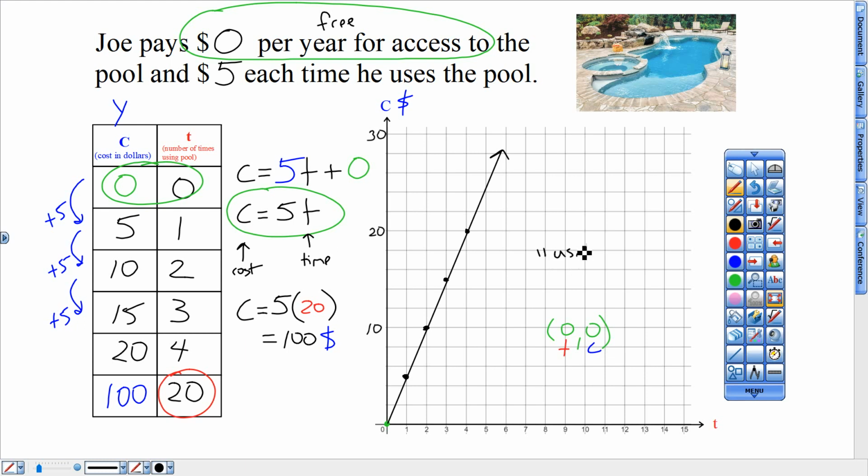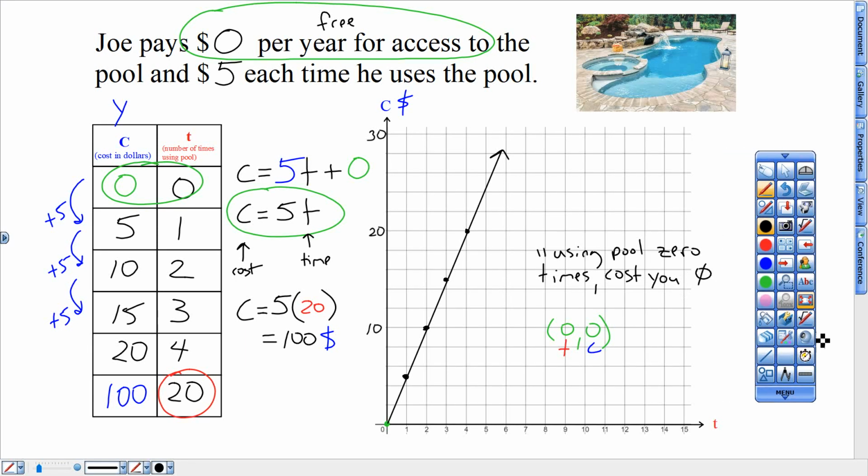Using pool 0 times cost you $0, and maybe I'll put a 0 right there. It cost you $0. That's what that point means. It's not just nothing. 0, 0 is the origin, means after using the pool 0 times, you spent $0. That's what that means. And then, of course, everything else on the graph, these are growing proportional.